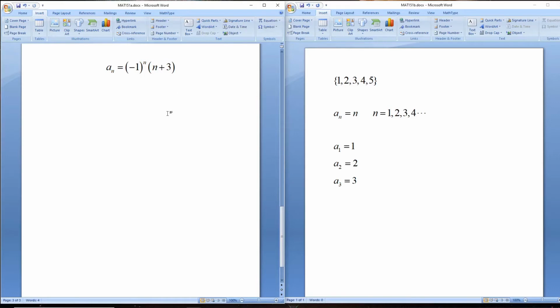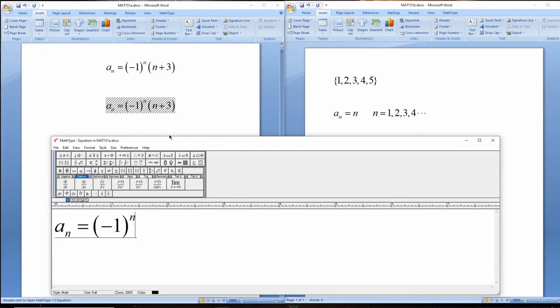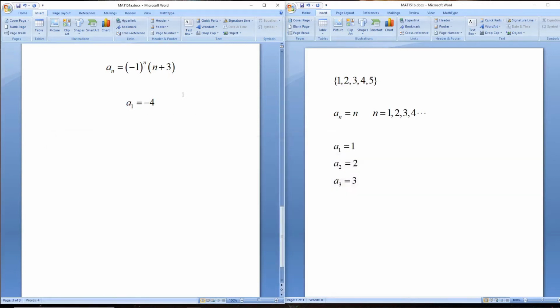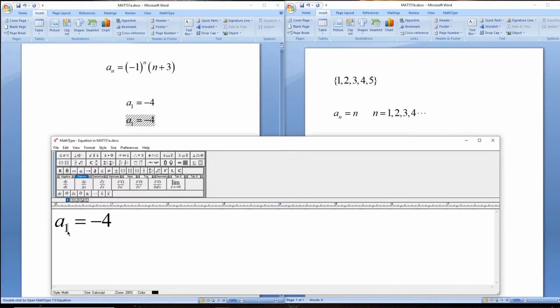But the book wants us to list the first 4 numbers of this sequence. So let's do that. n starts at 1, and so we'll plug 1 into our sequence. So minus 1 to the first power is minus 1, and then 1 plus 3 is 4. So our first number in our sequence is minus 4. And now we'll go on to n equals 2, the second number in our sequence. Now if n equals 2, minus 1 squared is positive 1, so now we have a positive number. And then 2 plus 3 is 5.